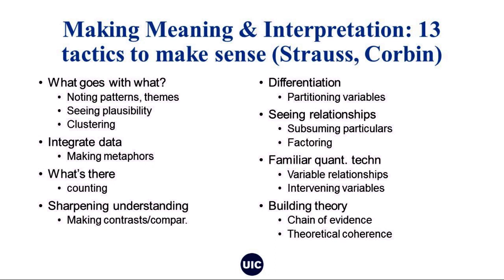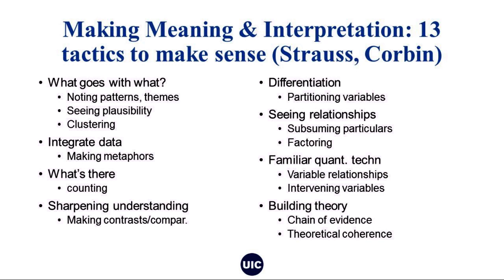But there's basically 13 tactics to making meaning or making sense of our data. So we can try to figure out, in these data, what goes with what. This involves identifying patterns, themes across the data, thinking about issues of plausibility, of clustering, and I'll give you some examples of this. Another method in qualitative research is pile sorting, making piles, categorizing. Does this make sense? Do these hang together? Do they always hang together?